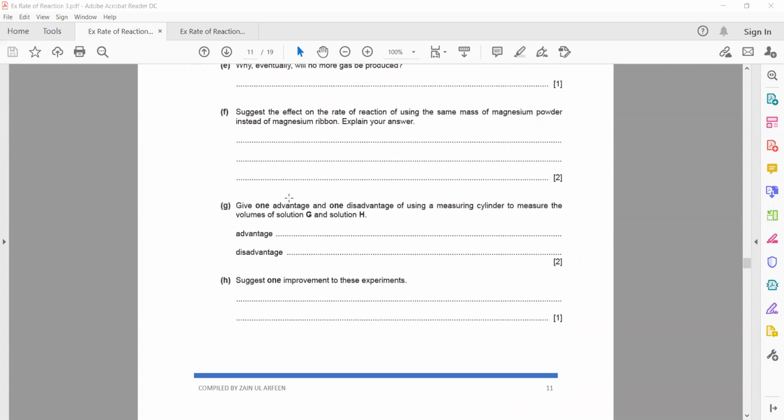Suggest one advantage and one disadvantage of using a measuring cylinder. So what is the advantage? Using a measuring cylinder, we can transfer the solution quickly. And what is the disadvantage? It is not accurate.